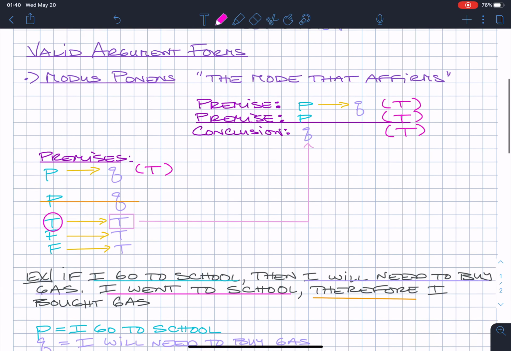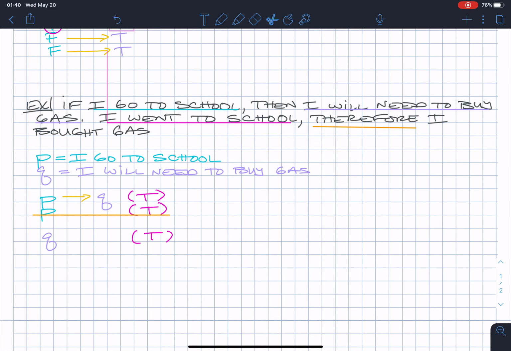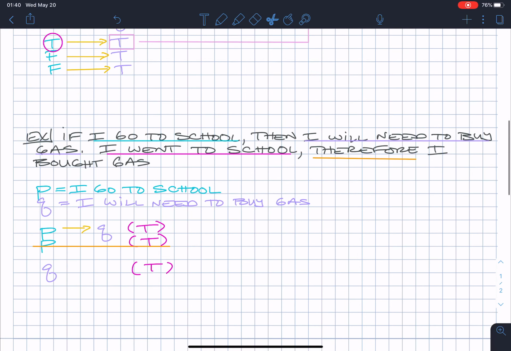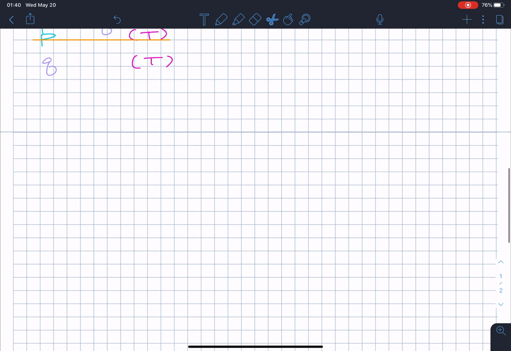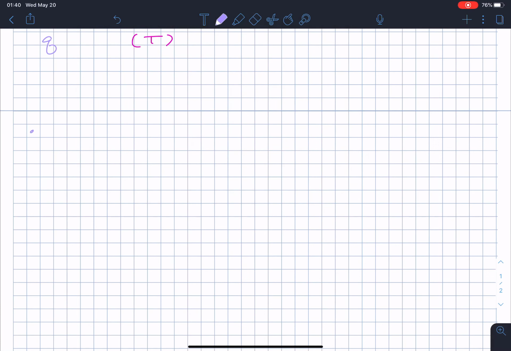I don't know if I have enough room to do the next one, so let me just move this down a bit. There we go. The next argument type that's valid, remember these are valid argument types, is called modus tollens. This is the mode that denies.